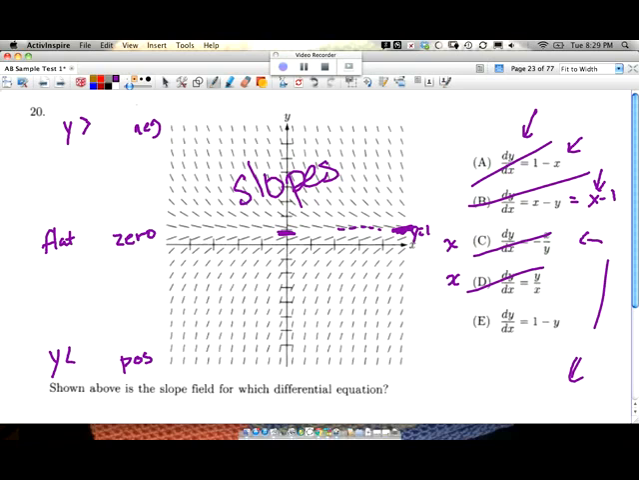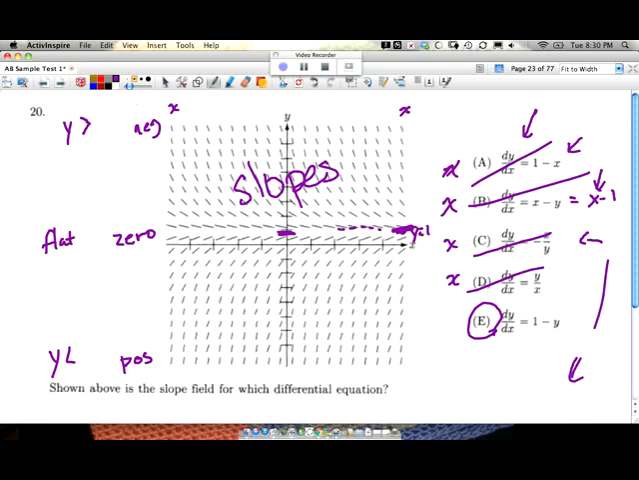Why? Because they have x in it. x doesn't matter. It's all about the y. Because whether our x is negative over here or over here, it's the same all the way across. Look at these slopes. All the way across, they're the same.